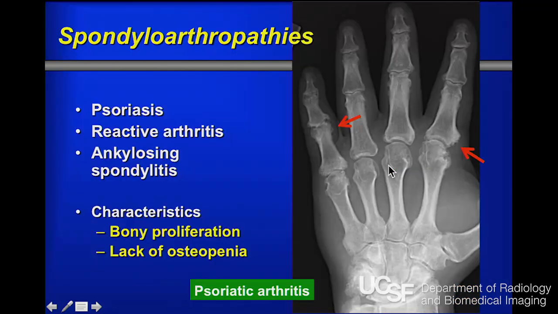Spondyloarthropathies, there are really three of them we have to keep in mind. We have to differentiate. That's psoriasis. We've already talked about psoriasis. It's reactive arthritis, and it's ankylosing spondylitis.